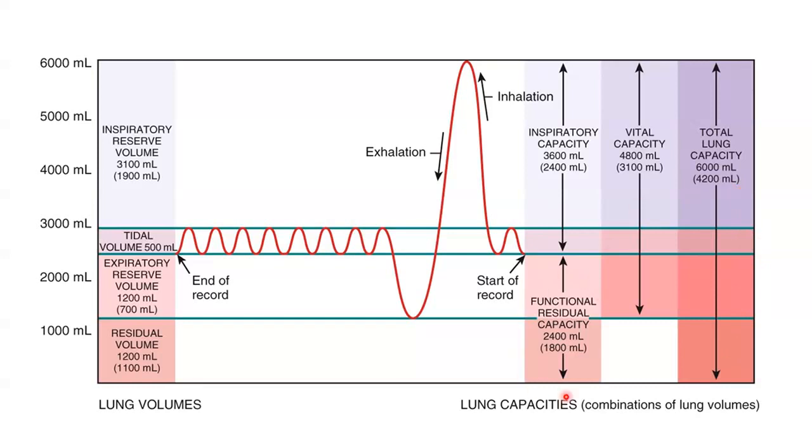Lastly, we have our functional residual capacity. This is the air that remains in the lungs after a normal breath out. And this capacity is calculated by summing our expiratory reserve volume and our residual volume.